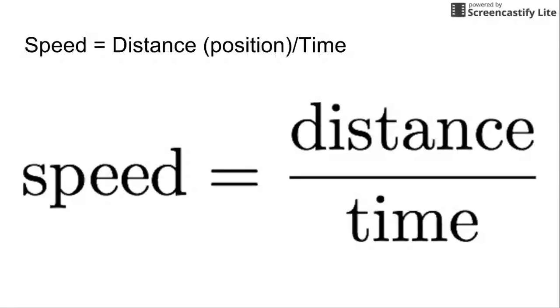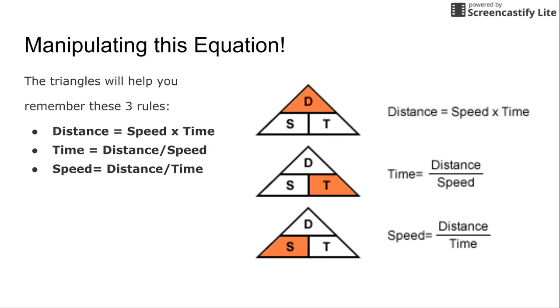When we talk about speed, we're talking about distance over time. So you can calculate the speed that an object is moving by putting distance over time. And there's a few different ways to manipulate this equation, and the triangle can help you do that. Distance equals speed times time. Time equals distance over speed, and speed equals distance over time.